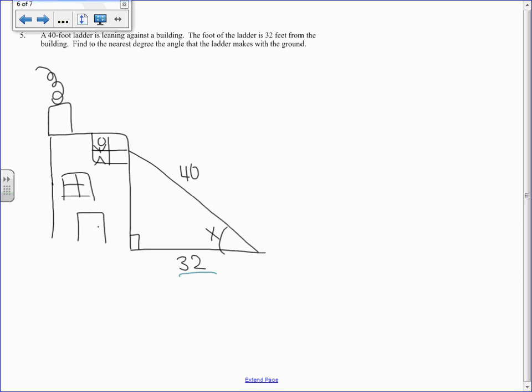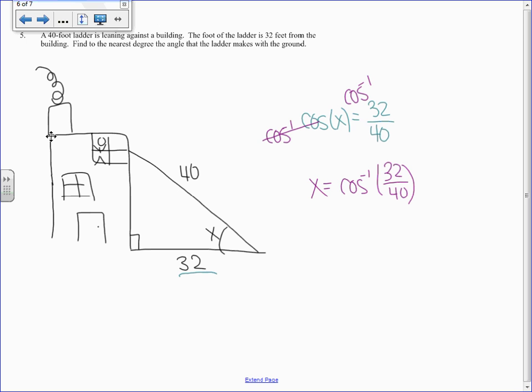I know the adjacent side and the hypotenuse. Adjacent and hypotenuse is cosine. So the cosine of my angle is going to be equal to 32 over 40. I need to get rid of my cosine, so I'm going to take the inverse cosine of both sides. A function and its inverse cancel each other out. So I'm left with x is equal to the inverse cosine of 32 over 40, which you can put in your calculator. We're going to the nearest degree. Inverse cosine 32 divided by 40. I'm going to round up. X is going to be equal to 37 degrees.